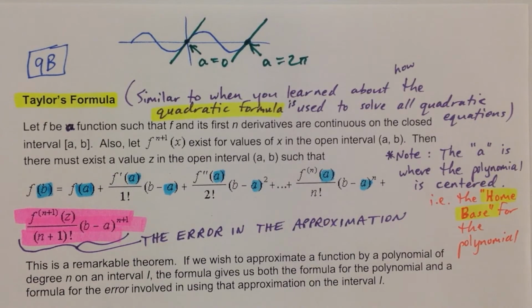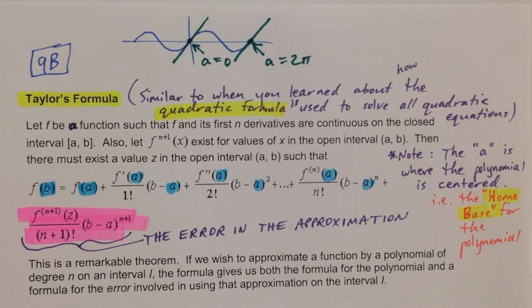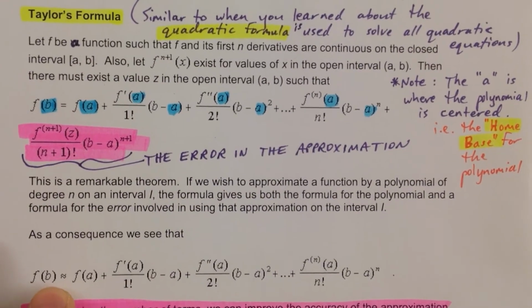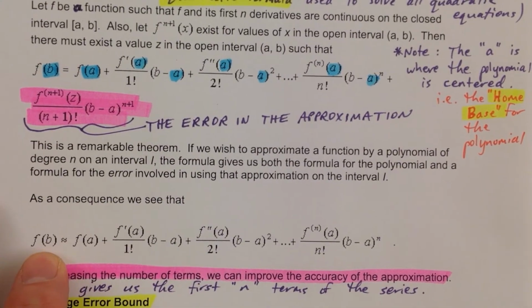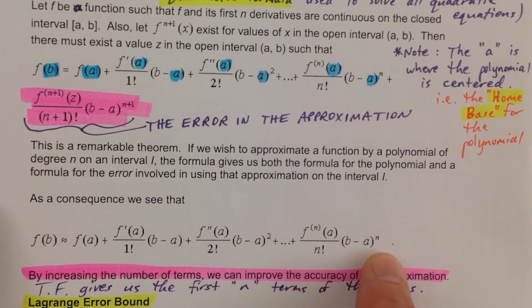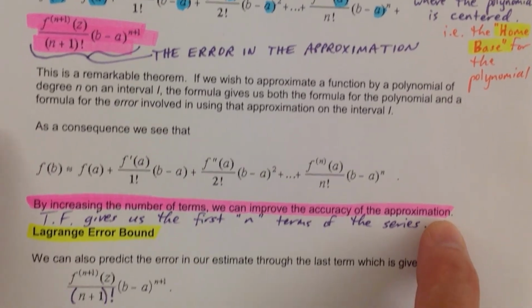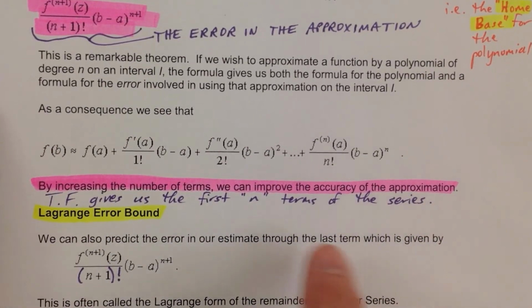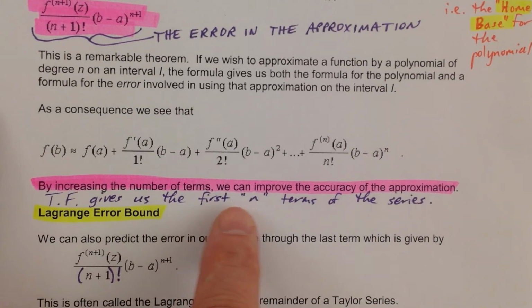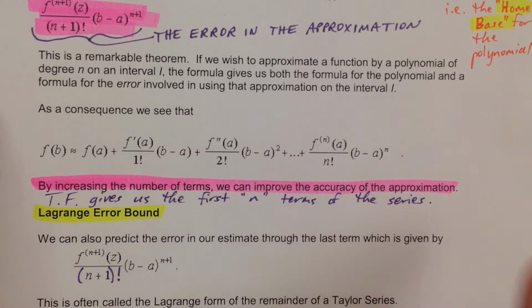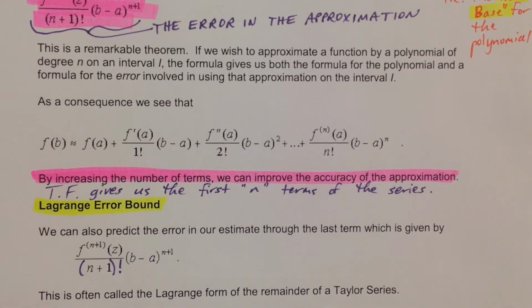Okay? So basically, here we have f of b, so the function down here, f of b is approximately equal to this nth degree polynomial. And as we've talked about before, by increasing the number of terms, we can improve the accuracy of the approximation. Taylor's formula gives us the first n terms of the series. And so keeping in mind, our key question would be, what is the series?